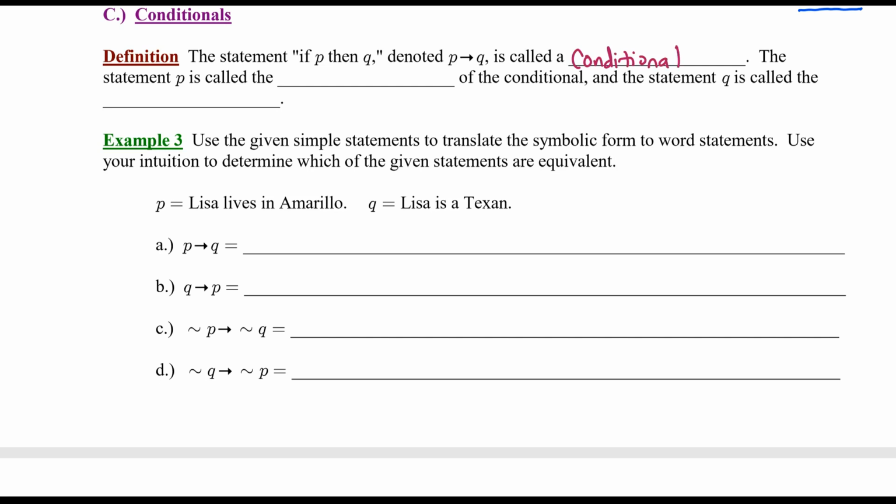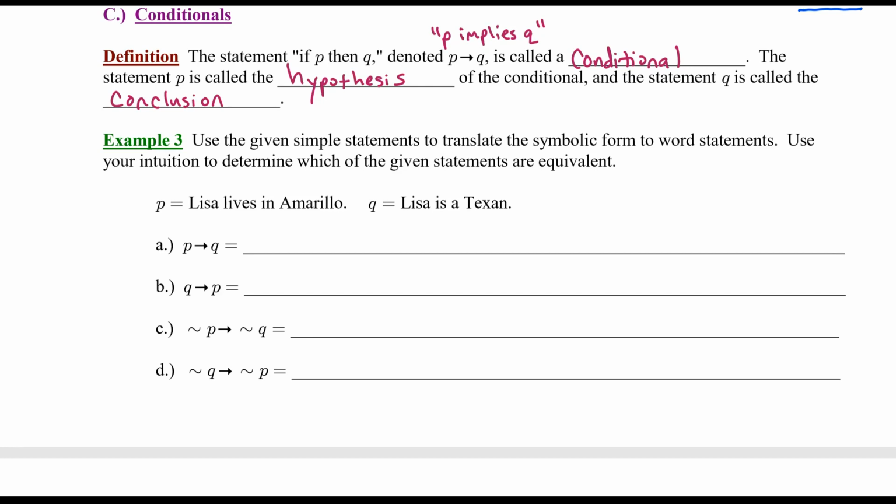You may have heard a mathematical theorem stated as a conditional. If P then Q. We could also read this, P implies Q. The statement P at the beginning of the conditional is called the hypothesis of the conditional. And the statement Q at the end of the arrow is called the conclusion. Let's practice translating some conditionals.